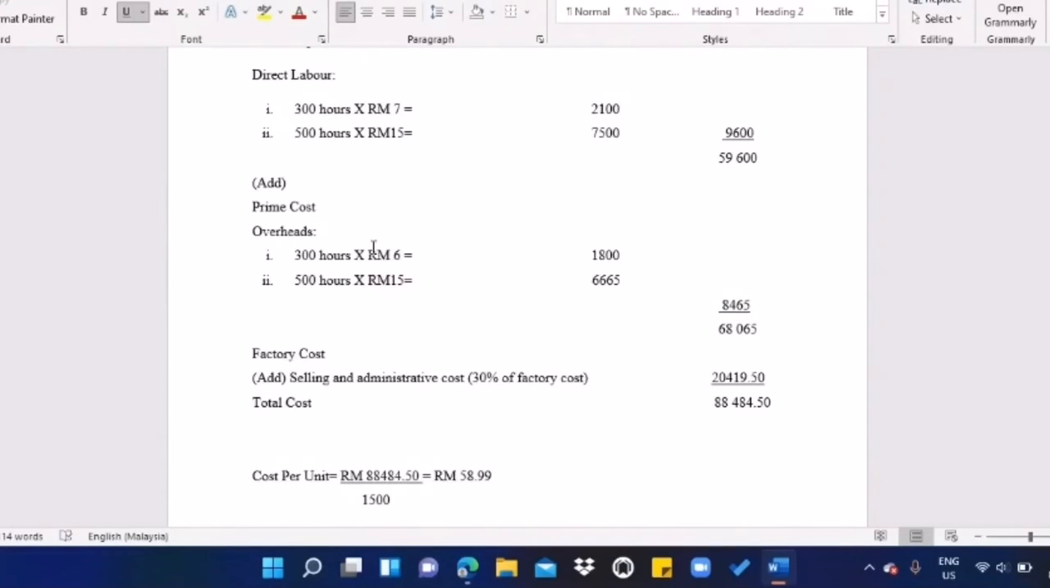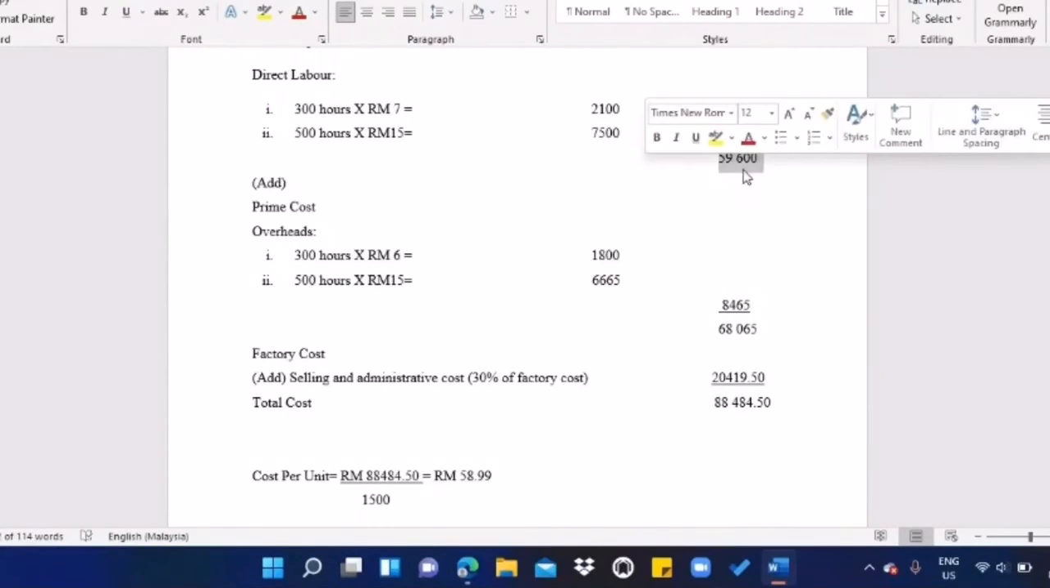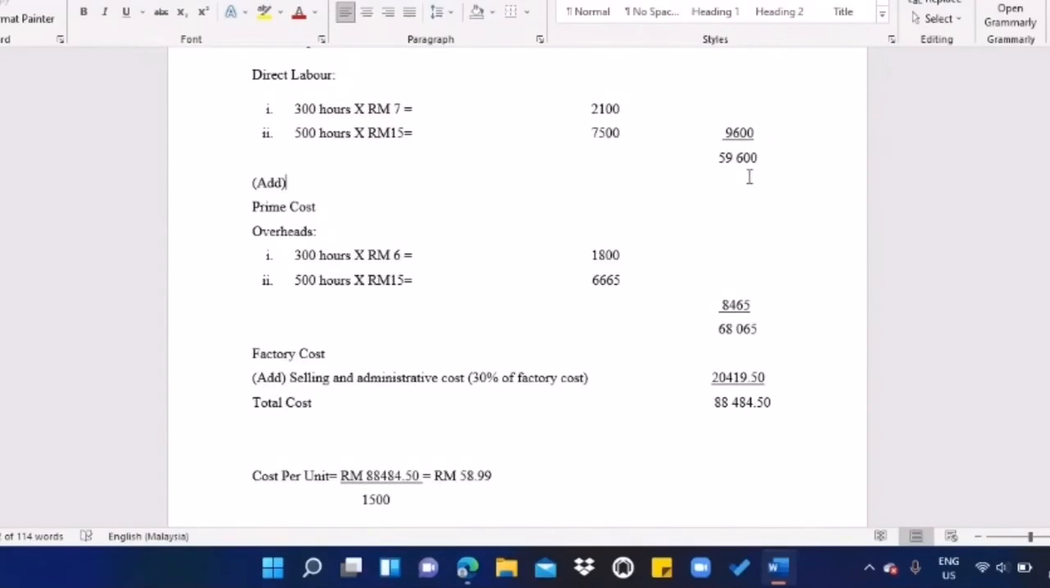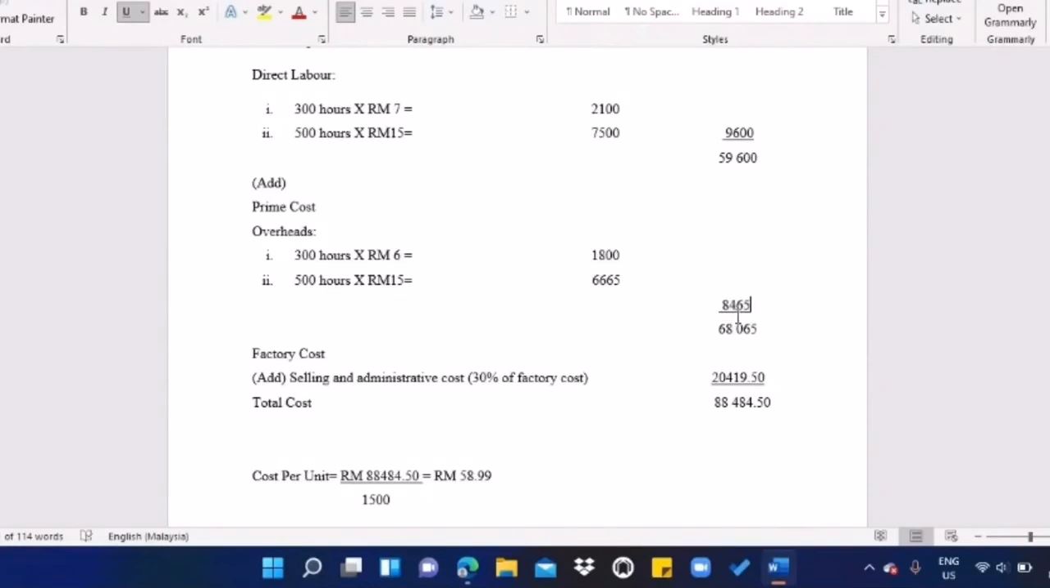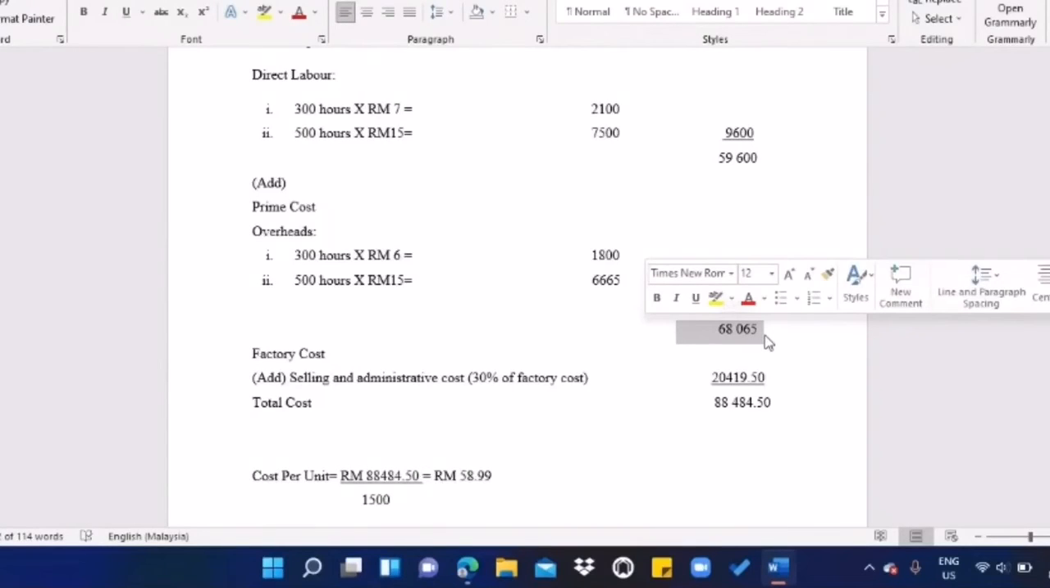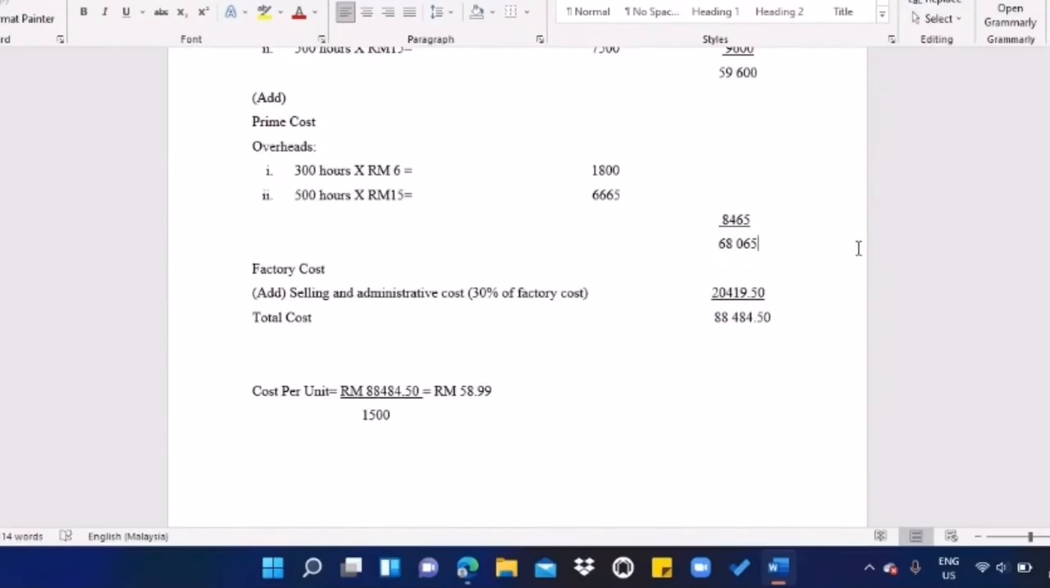So what we need to do is take the earlier 59,600 and add it with this overhead cost of 8,465, and we get about 68,065. So this is the factory cost, where the factory cost is 68,065 ringgit.